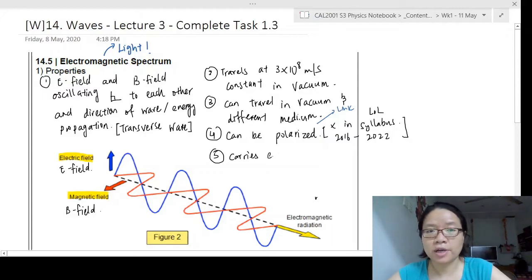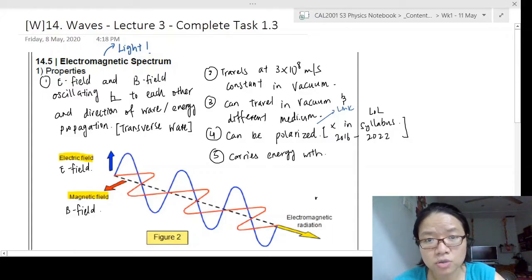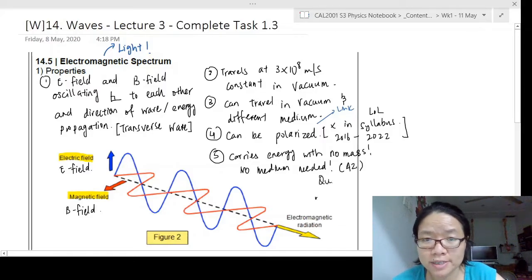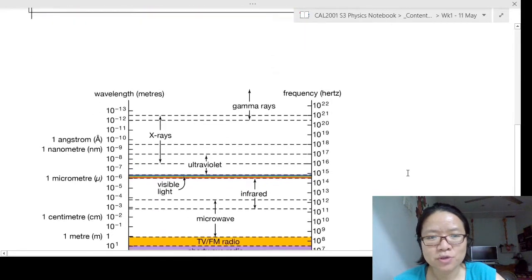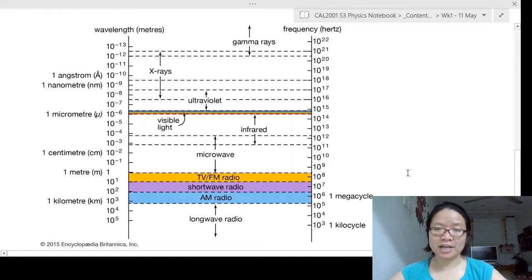Sunglasses, all right? And number 5, which is the most interesting thing, is that it can carry energy without having mass. So weird, right? You don't need a medium because particles are not necessary. So no medium is needed. Okay, and we'll talk more about this in A2, about how light, or electromagnetic waves, behave in quantum physics. Coming soon.